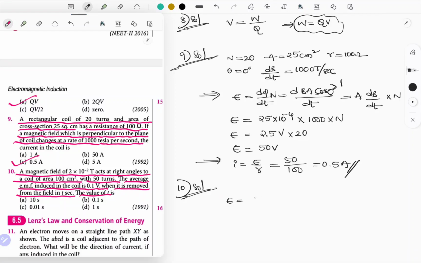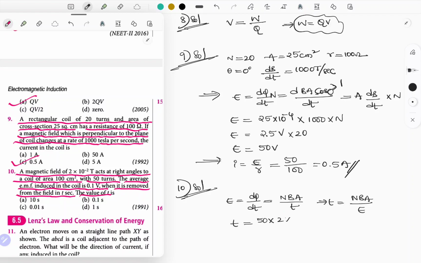The formula for induced EMF is dφ/dt, which we can simply replace with φ/t. The given number of turns is N, so replace it as N into BA divided by time. Then from this, time t is equal to NBA by induced EMF.